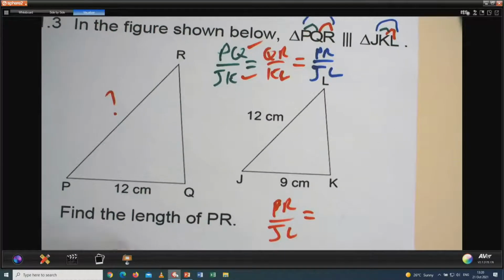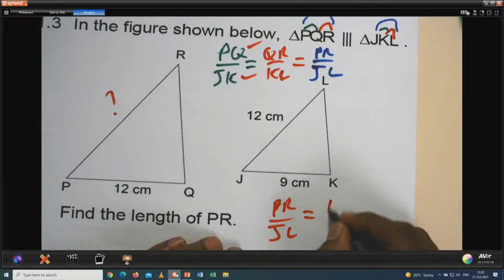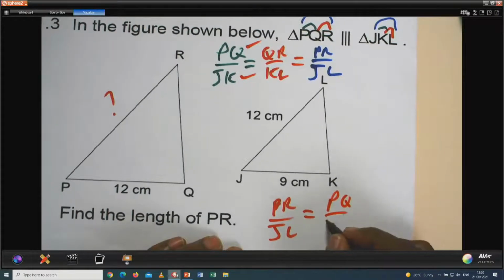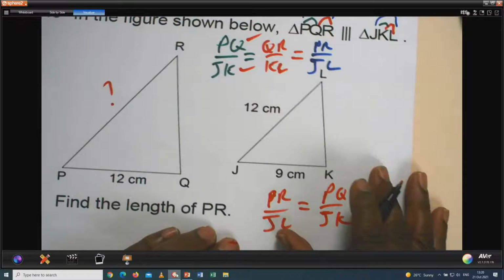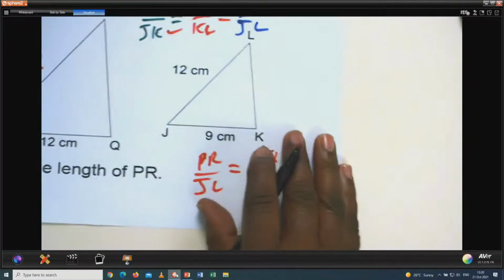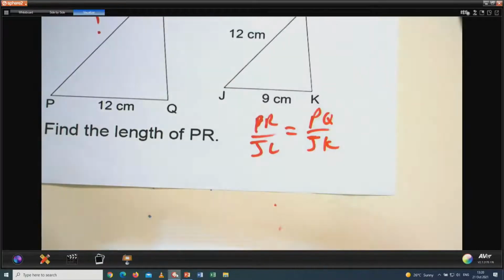So therefore, that's what you're given. Therefore, you're going to use PQ over JK, because that's what you're given. That's what you have. That's why it's important to read what is in front of you.